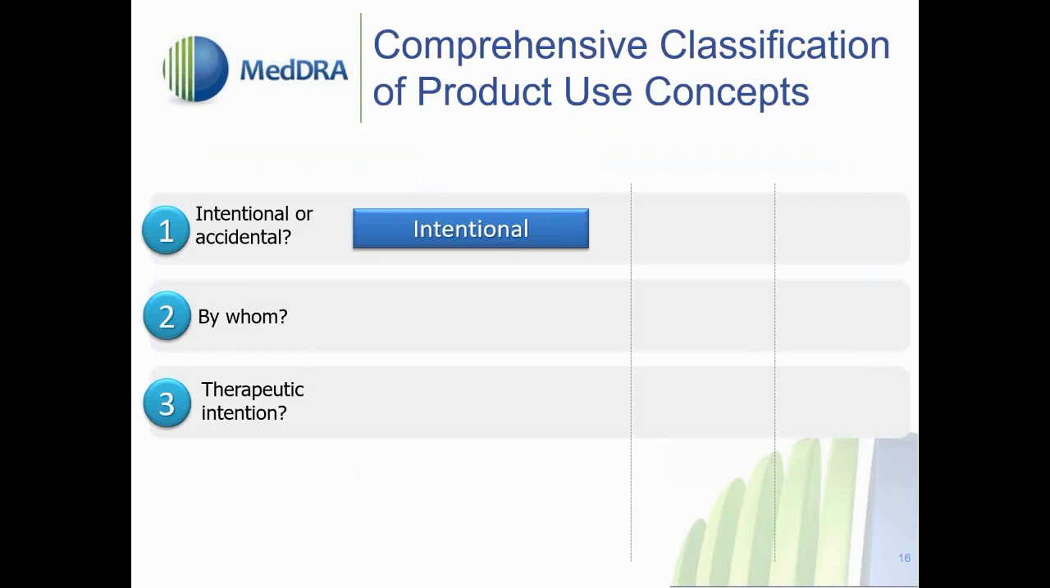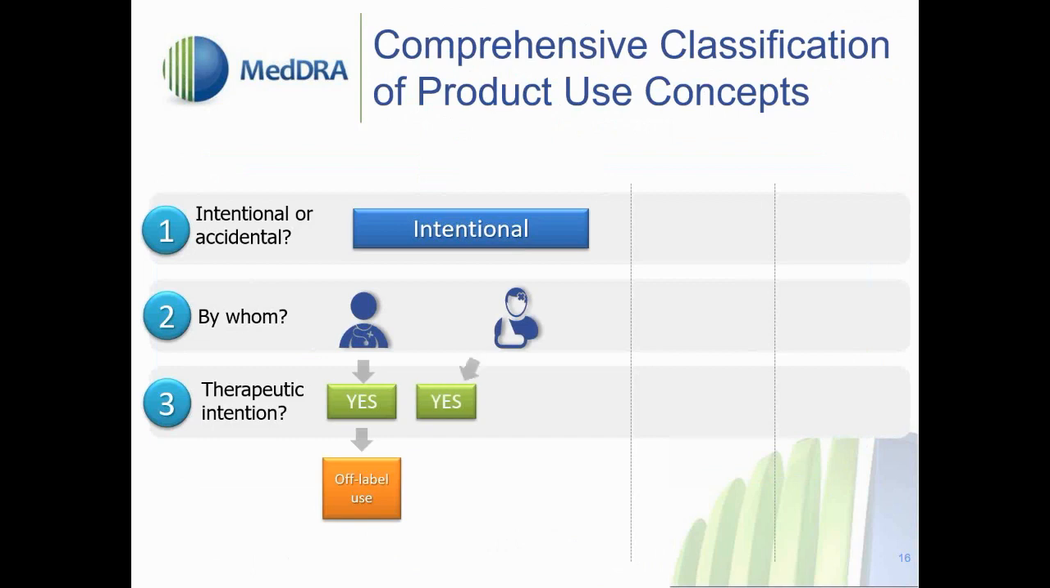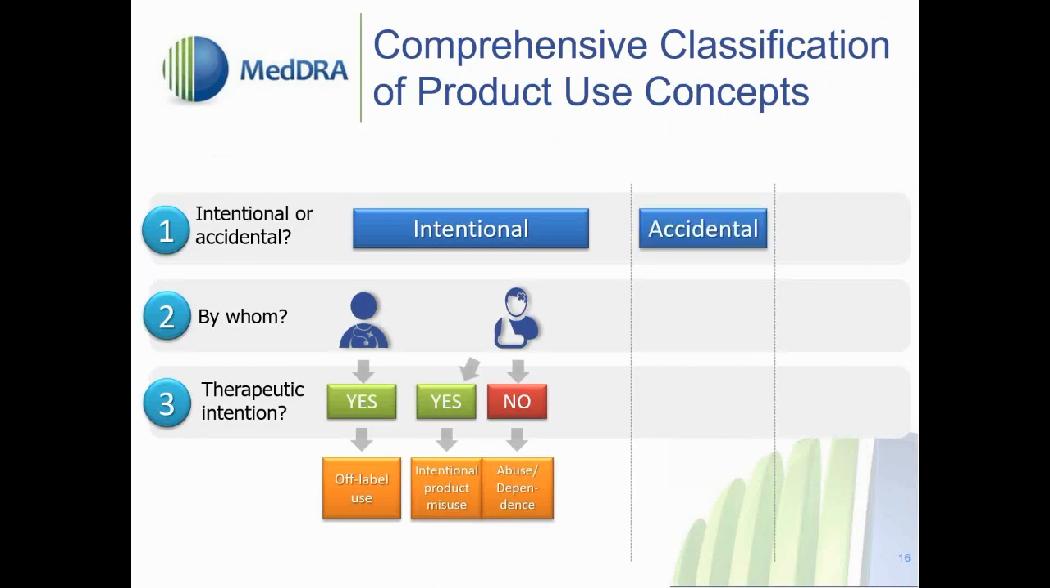Yes or no? Let us now assume that the unapproved product use took place intentionally. If this is decided by a healthcare professional and for therapeutic purposes, we classify these events as off-label use. If this originates from the patient or consumer and also happens in the therapeutic setting, we classify this as intentional product misuse. But if the deviation does not occur in the context of therapeutic use of the product, the deviation is classified as drug abuse or drug addiction, drug dependence.